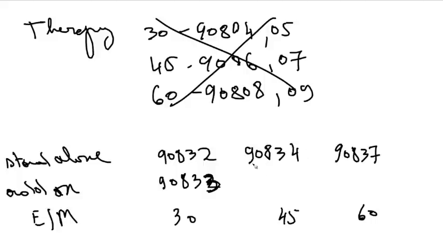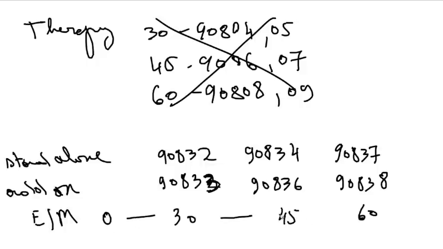The same here, it's a 45 minutes. You do not call it the 90834, which is a standalone psychotherapy code, but you call it 90836. And here, if it's a standalone, you call it 90837. If it's an add-on, you call it 90838.